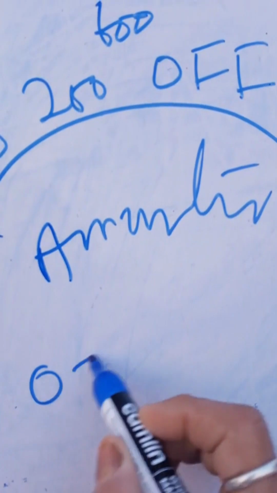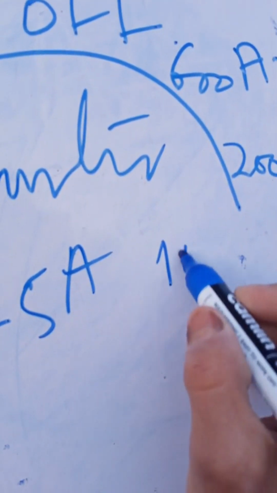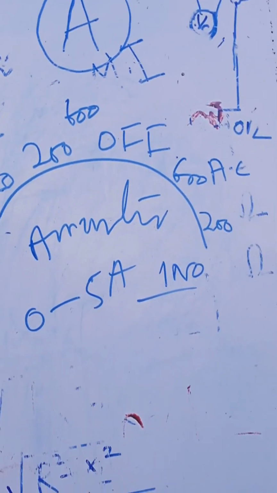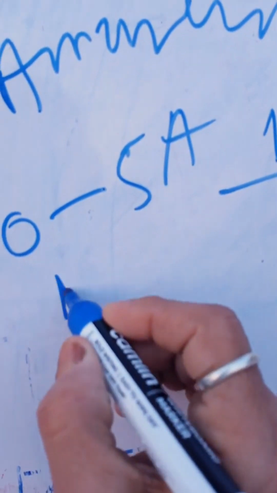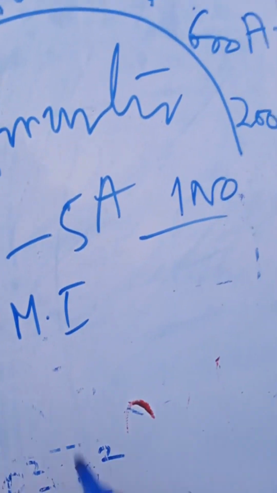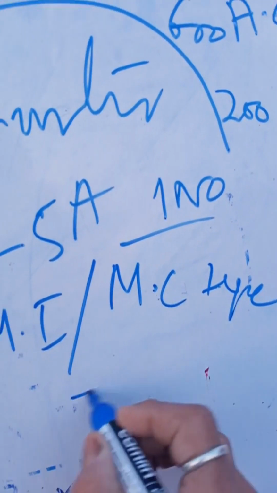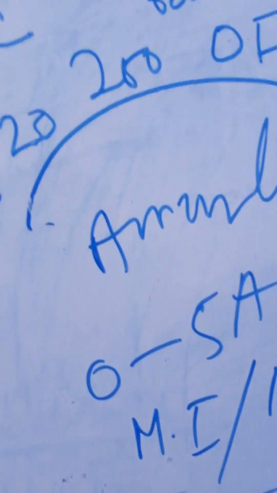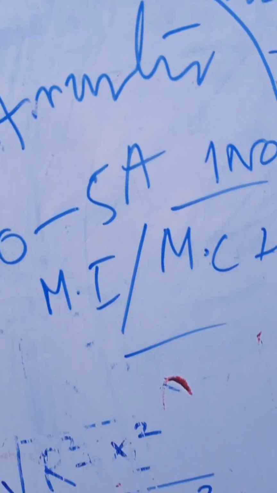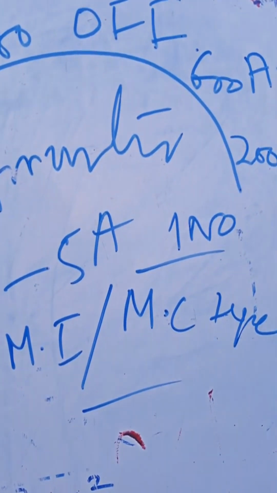Say ammeter, you will write ammeter, range 0 to 5. How many numbers? 1 number. This is the complete specification of the ammeter. And type: MI type or MC type. And for the voltmeter also you will mention 0 to 300 volt or 0 to 500 volt as per the range, and the type and quantity should be mentioned.